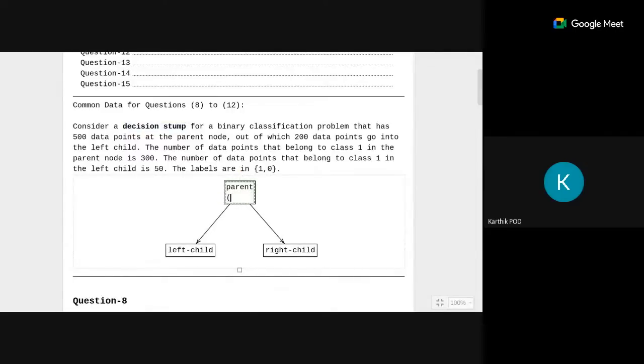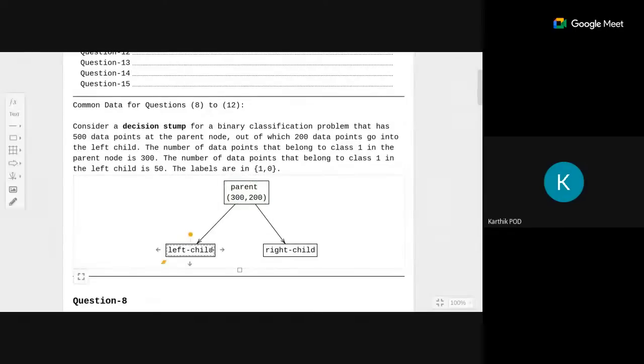So there are 500. Some are positive, some are negative. Out of which 200 points go into the left child. Before going there, let's see how many are positive in the parent. The number of data points that belong to class 1 in the parent is 300, right? So 300 are positive, and how many will be negative? 200 will be negative, right? So the parent is done.